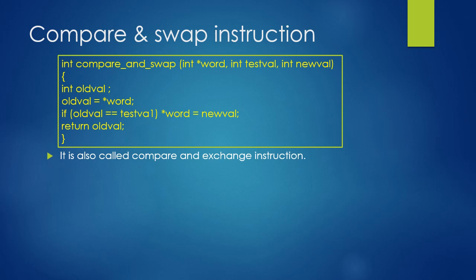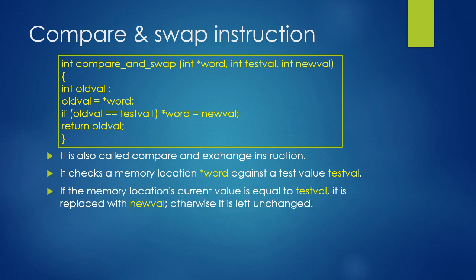The compare and swap instruction, also known as the compare and exchange instruction. This instruction takes three arguments: a memory location shown here by pointer word. This means that we are passing the address of the location to the instruction. An integer called testval and another integer called newval, and it has a return type which is also integer. It checks a memory location pointer word against a test value testval. If the memory location's current value is testval, it is replaced with newval, otherwise it is left unchanged. The old memory value is always returned.